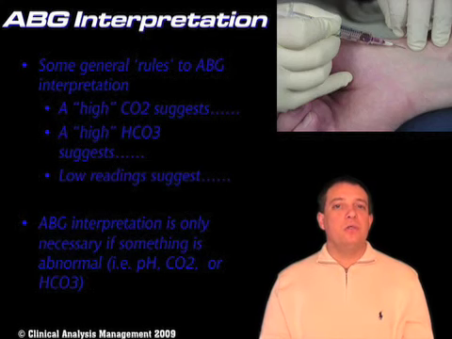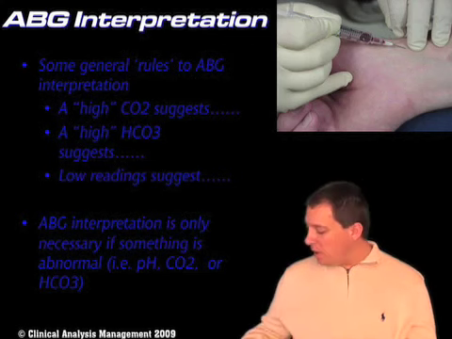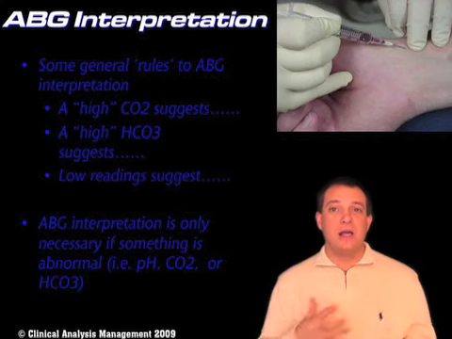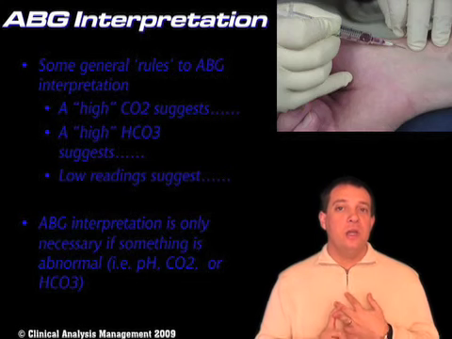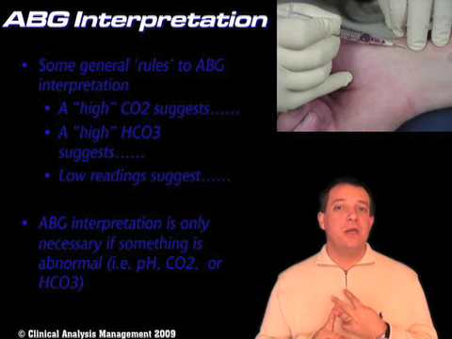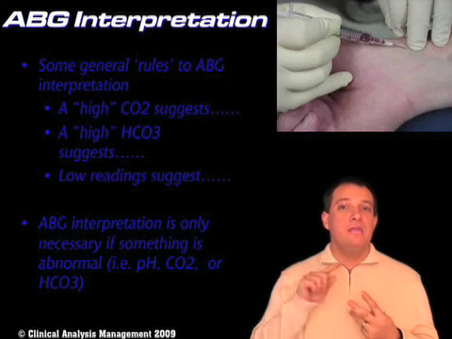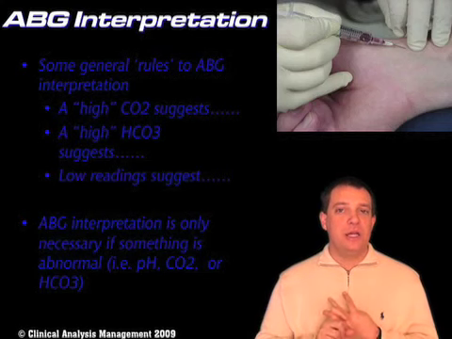Now, remember that when we're interpreting an ABG, we only need to interpret it if one of 3 numbers is out of normal. When we decide what an ABG is, whether it's a respiratory acidosis or metabolic acidosis or whatever, we make that determination based on 3 numbers. The only 3 numbers that decide what an ABG is are the pH, the CO2, and the bicarb. If any one of those 3 numbers is out of whack, then we have to interpret the ABG.